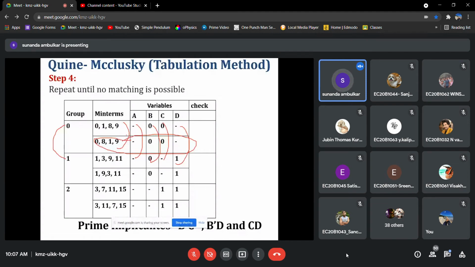Okay, we'll check this with this. We see dash 0 0 dash and dash 1. This is also not possible. Actually these two terms are also the same, these two terms are also the same. So from each group we will take only one term. So from here check 3 7 11 15. If we check here dash 0 dash 1 and 1 1, it is not possible. So from this we conclude that this is the final table in this particular example.